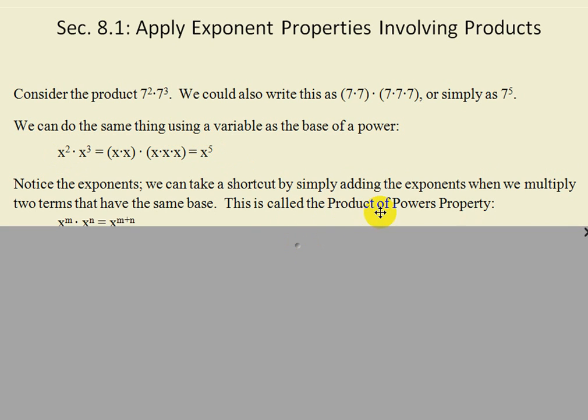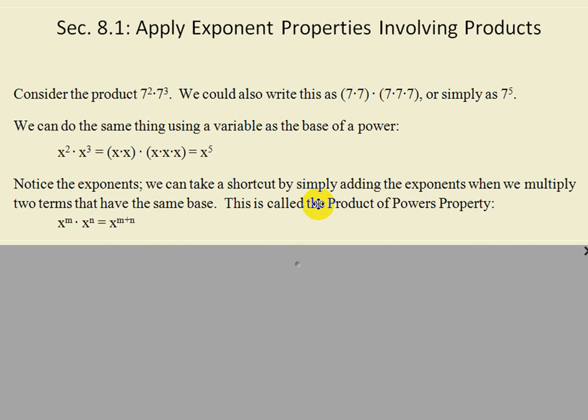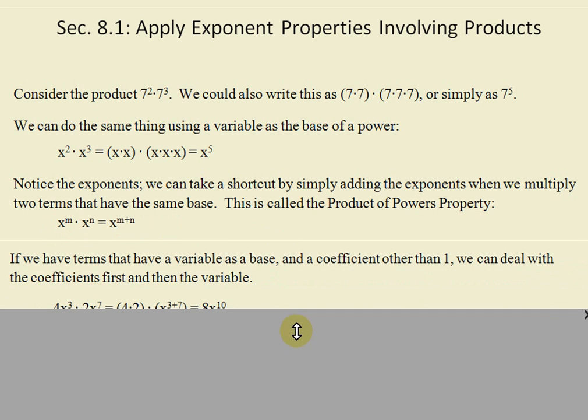And we have a name for this. This is called the product of powers property. So we're multiplying terms that have powers or exponents, and they have to have the same base for this to work. So we have, in general, in generic terms, or algebraically, x to the m times x to the n is equal to x to the m plus n power. So add the exponents when you have the same base.